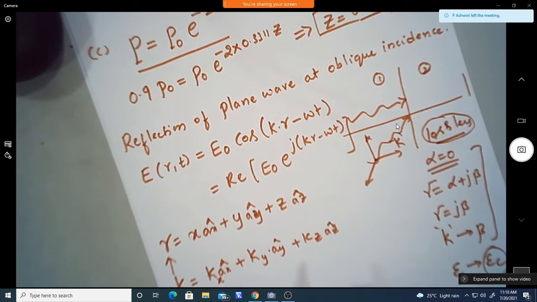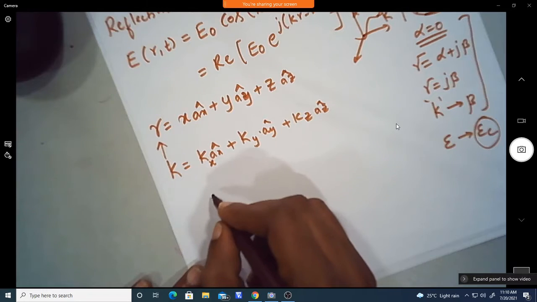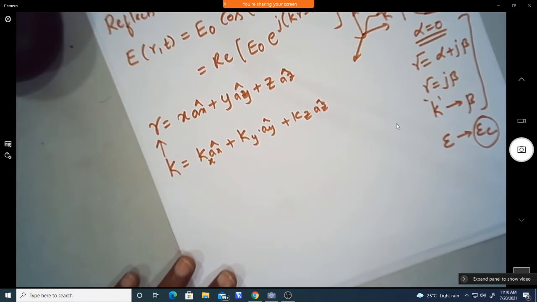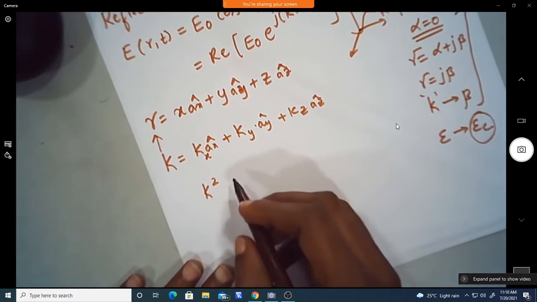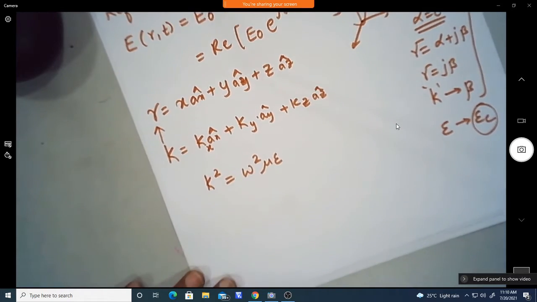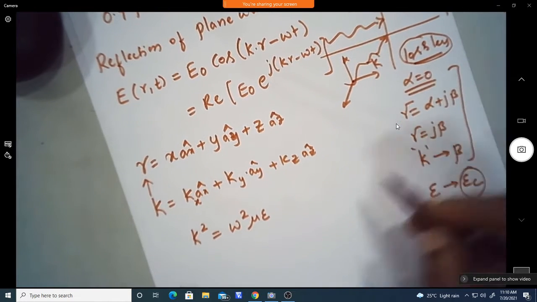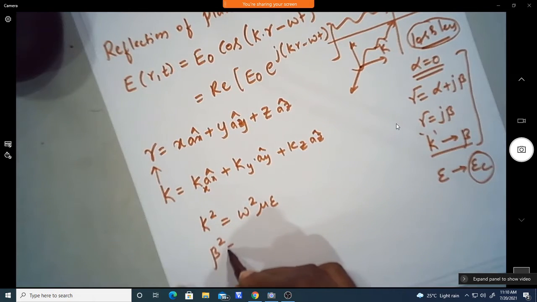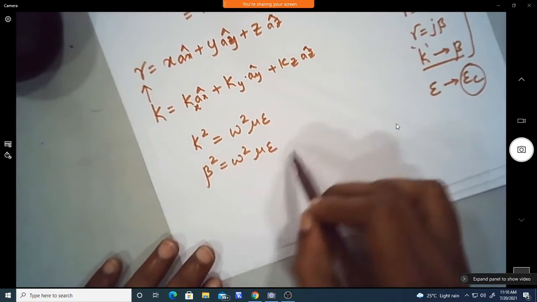Okay, so now one more relation is there with respect to the frequency of the wave, which we call the dispersion relation. Here k, the propagation vector, is related to the frequency, k squared equals omega square mu epsilon. In our case, since we have taken lossless media, this k will be replaced as beta. So we can also write beta square equal to omega square mu epsilon because of the lossless medium.